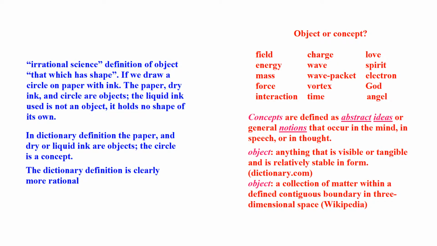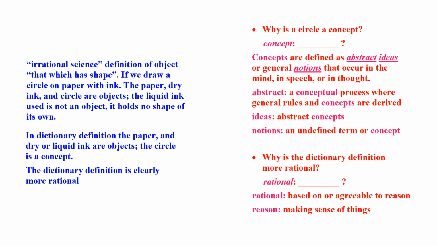Then there's this other issue. Why is a circle a concept? Again, what is a concept? If you look up these words, you find abstract ideas. What's abstract? A conceptual process. Concept is a concept. Abstract is an abstract. That's all they said so far. What is an idea? It's an abstract concept. What is a notion? It's a defined term or concept. So what did we learn? Well, we learned that concepts, ideas, notions, and abstractions are all synonyms. That's what we learned. So far we don't know what a concept is.